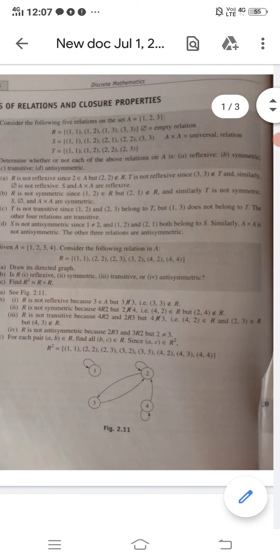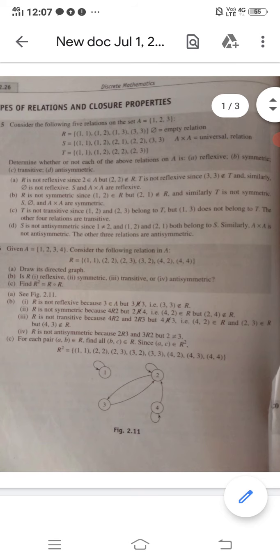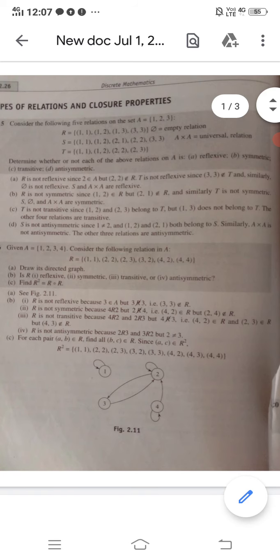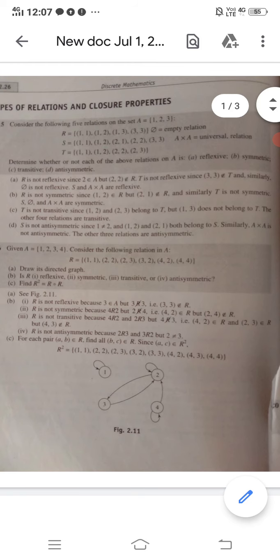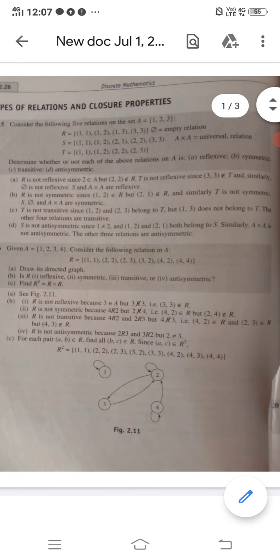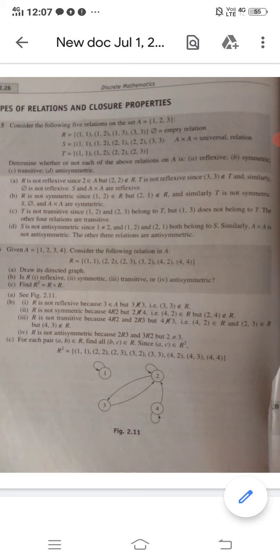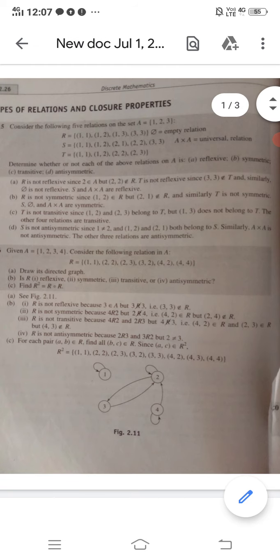Let's see next numerical. Given A is equal to {1, 2, 3, 4}, consider the following relation in A. R is equal to {(1,1), (2,2), (2,3), (3,2), (4,2), (4,4)}. So first of all, draw its directed graph. So here in figure 2.11, we can see a directed graph is given. I have discussed in PDF in previous videos how to draw a directed graph. Simple. We have to make the elements given in set 1, 2, 3, 4 in any direction. Afterward, we will have to make a relation according to ordered pairs.